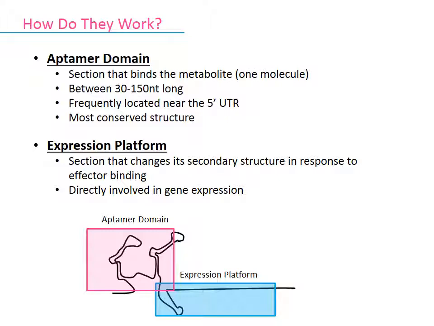There are two sections which make up a riboswitch. The first is the aptamer domain, which is the section that binds to the metabolite. It is usually between 30 and 150 nucleotides long, and is the most conserved structure between different species of bacteria. The expression platform contains the mRNA that encodes the gene. In response to effector binding, the expression platform will change shape, inhibiting or helping the expression of that gene.